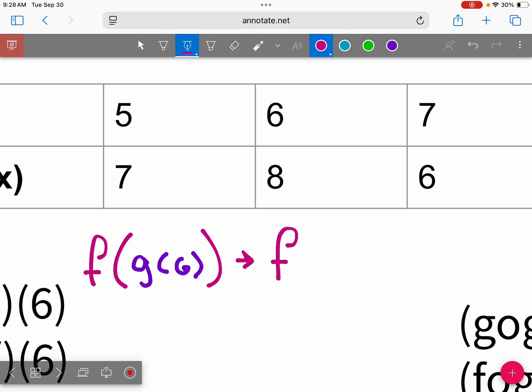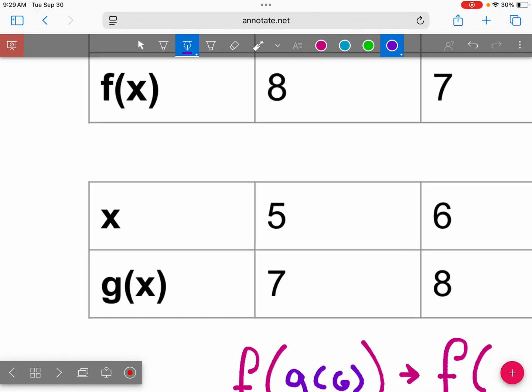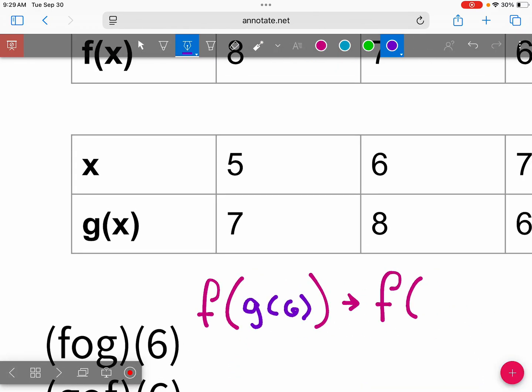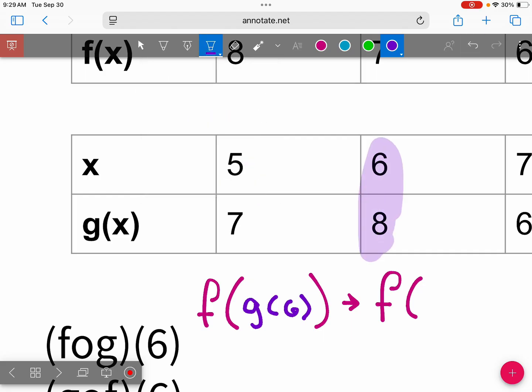What is g of 6 going to be? Not 7. It is in fact 8. Think about g of 6. That means I'm replacing the x with 6. So when x is 6, g of x equals 8. So g of 6 equals 8. So I'm going to just mark that one. G of 6 equals 8. That's this one. I'm going to make that a little bit paler just in case we need that later.